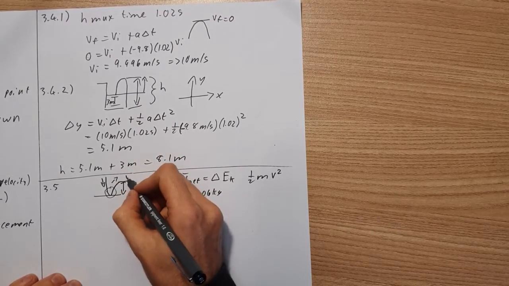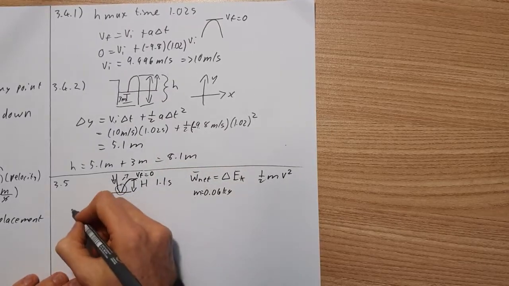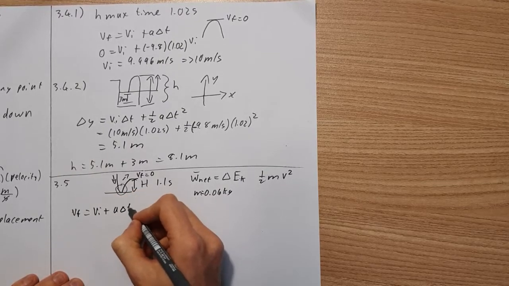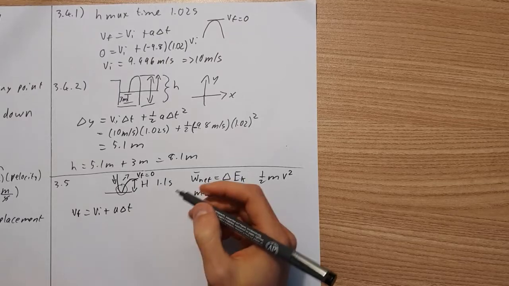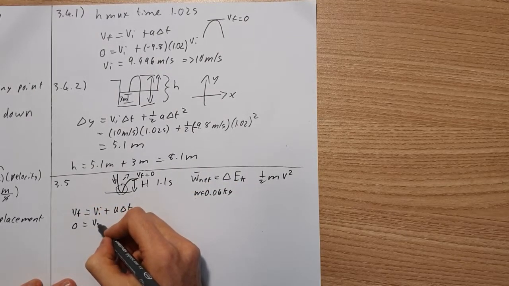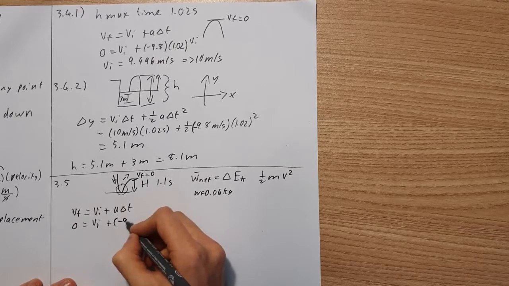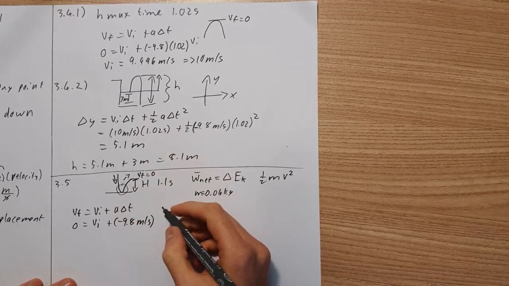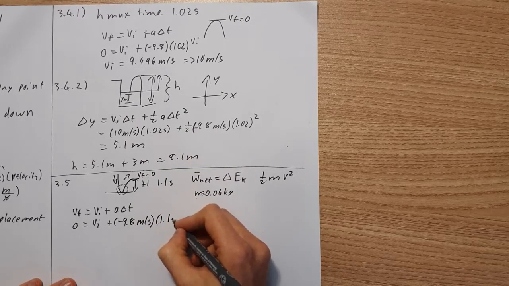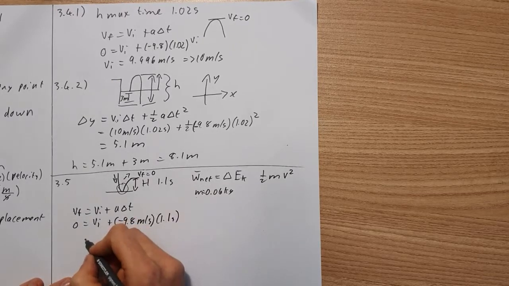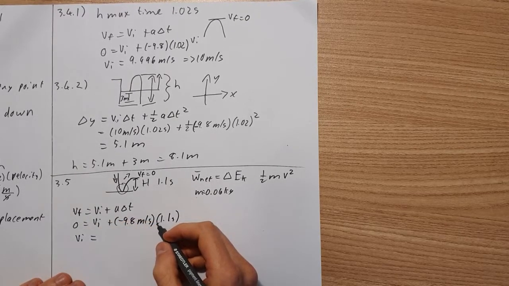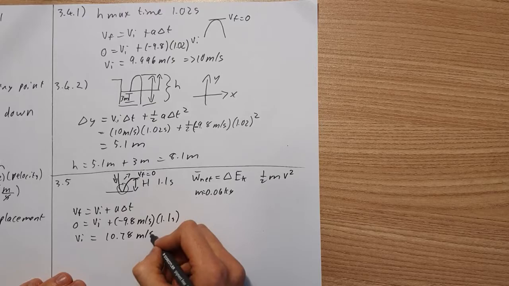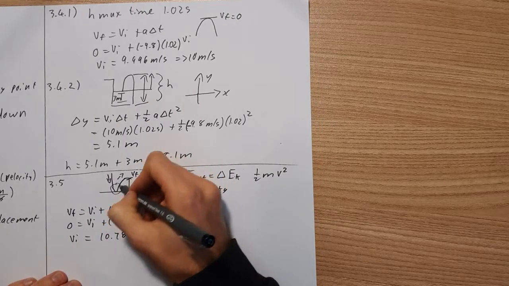We know that at maximum height, v final equals 0. So v final equals v initial plus a delta t. We can just use this formula again. So that's going to be 0 equals v initial plus negative 9.8 meters per second squared times 1.1 seconds. Why negative? Because we're moving up, gravity is acting down. If we work out all the maths over here, v initial is going to give you a velocity of 10.78 meters per second. That's what it leaves the ground with.